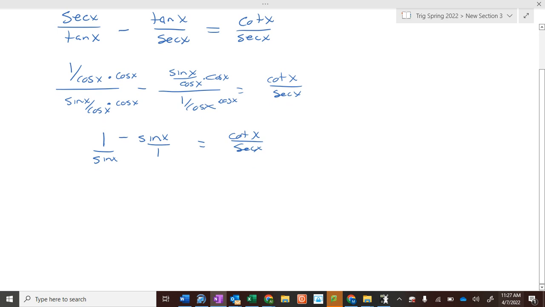So let's get a common denominator. So 1 over sine of x minus sine of x over 1, and we multiply top and bottom by sine of x to get a common denominator. So you get 1 minus sine squared of x over sine of x.